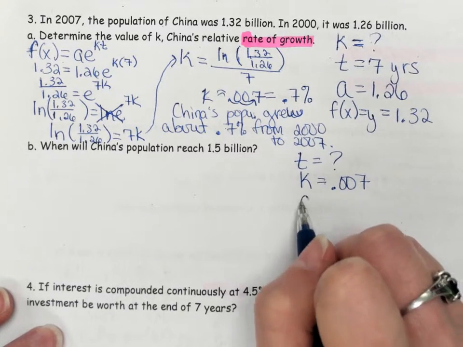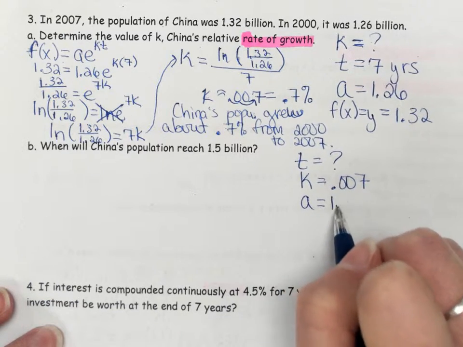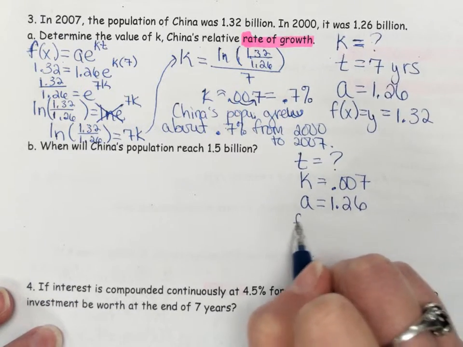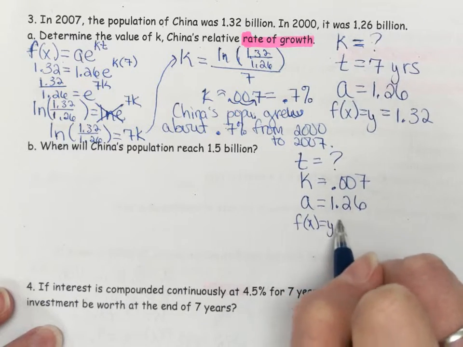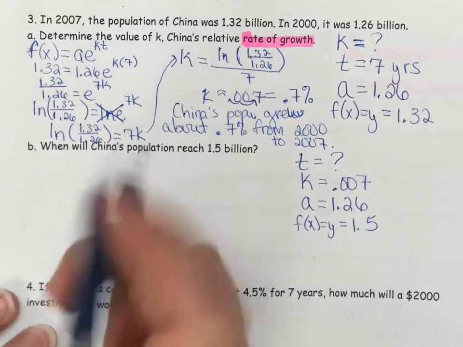All right, what about my A? What's my initial amount of China's population? 1.26 billion. Then what's my f of x, or my y? My final growth that they want is 1.5 billion. Let's see what happens.